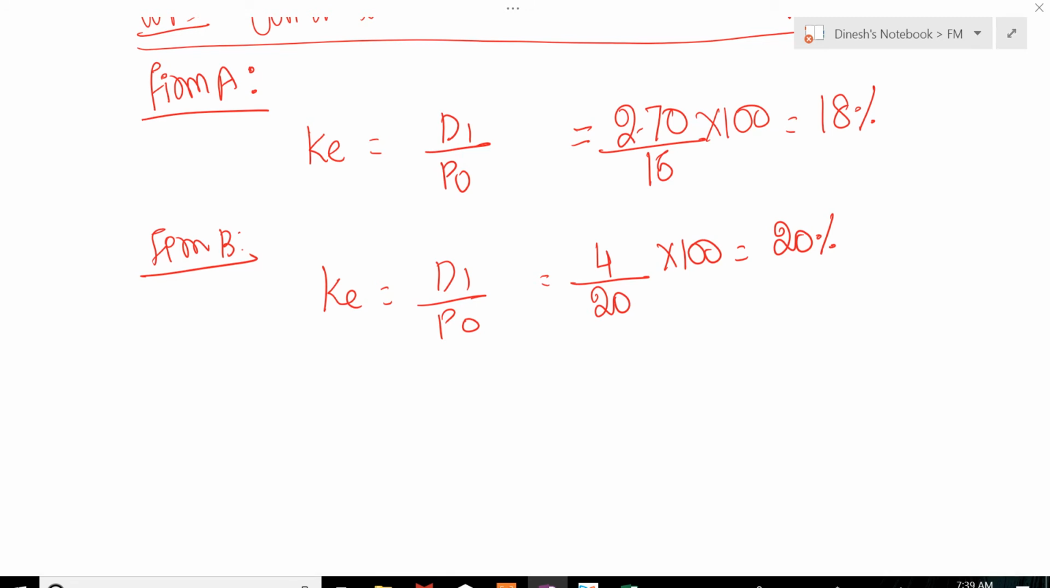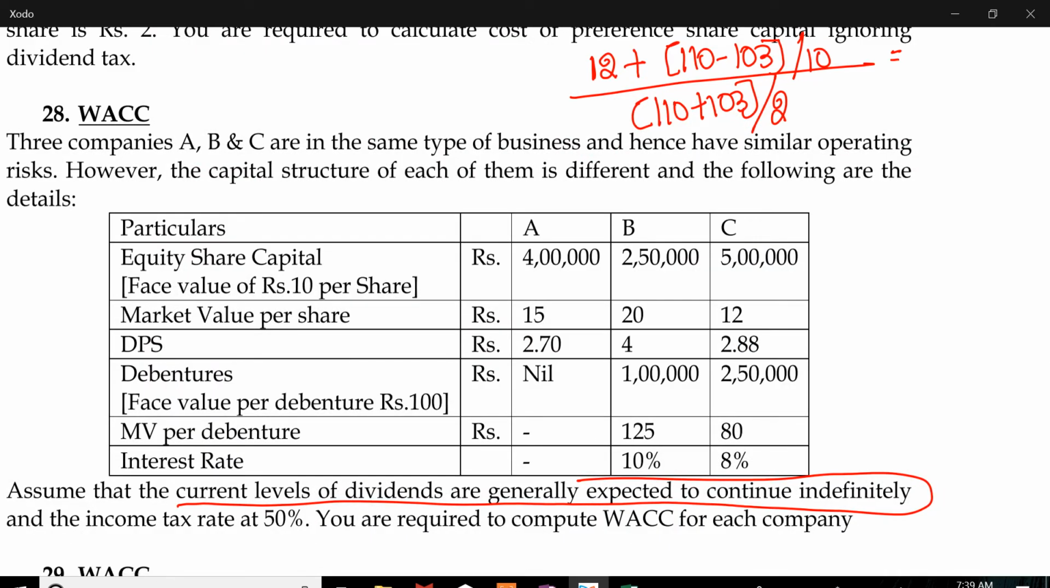Any doubts on KE? Now I'll have to do cost of debt because firm B has equity as well as debt. Wait, before that, redeemable or irredeemable. Life is not available, so it will become irredeemable. They need to give me the life of the instrument. Nowhere is that mentioned, so it will become irredeemable.